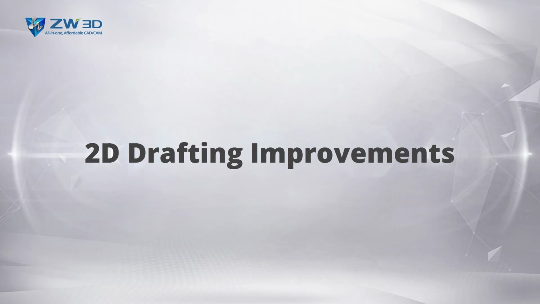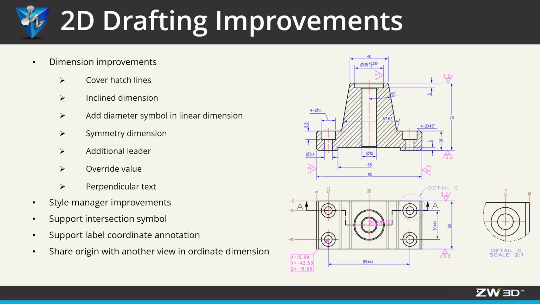2D Drafting Improvements. ZW3D 2019 delivers lots of improvements in Dimension and Style Manager. Intersection symbol, label coordinate annotation, and sharing origin functions are available.